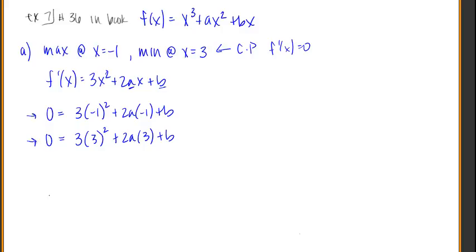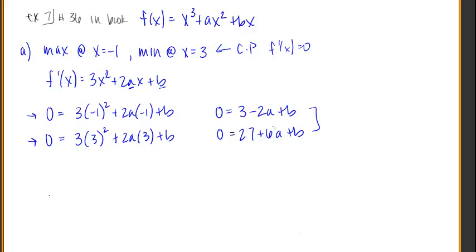So if I write their equivalencies, then this is going to be basically 0 is equal to 3 minus 2a plus b. And on the second one, we'll get 0 is equal to 27 plus 6a plus b. Now my goal is to solve these two equations simultaneously. Just use back in your days of algebra, let's go back to there.